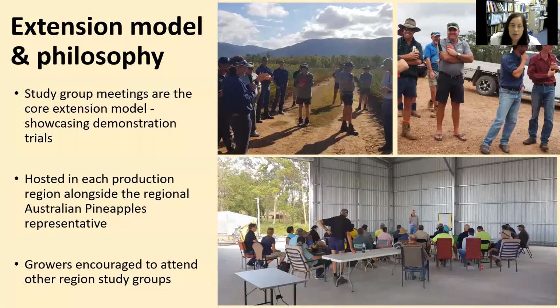So the extension model and philosophy that we're using in this project is the study group meetings, which are the core extension model used in the project. These are held on farm, usually at those that are hosting demonstration trial sites. These are held twice a year in each of the 4 growing regions, which include North Queensland, Central Queensland, the Wide Bay area and Southeast Queensland.